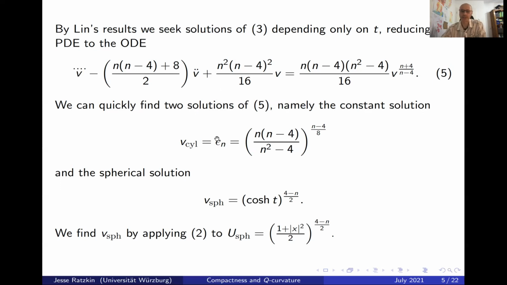There are two solutions we can find very quickly. The first one we already know, which is the spherical solution. If I apply my cylindrical change of coordinates to the spherical solution, I obtain what I'm calling v sphere, which is cosh to the power (4-n)/2. And if I look for constant solutions to this ODE, I find this dimensional constant. It turns out that this epsilon n is between 0 and 1.